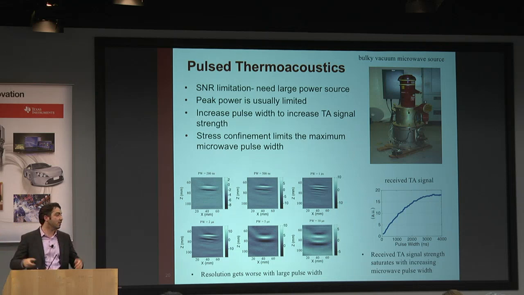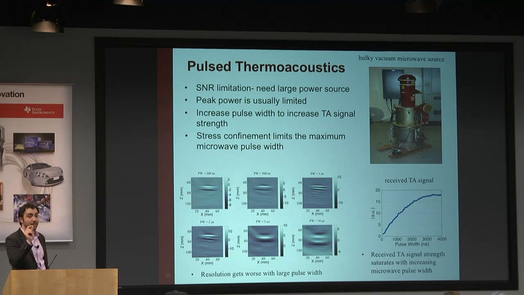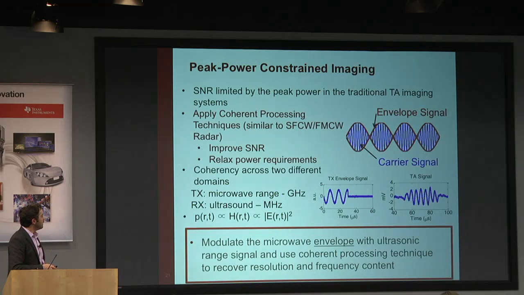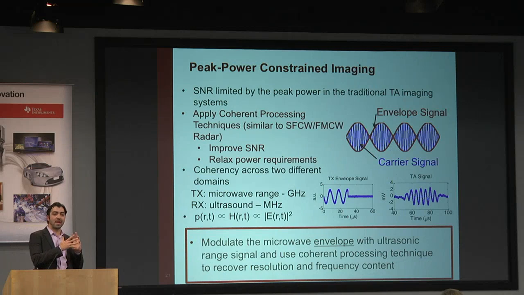And also at some point, the received TA signal at the specific bin actually saturates. So if I have a longer and longer pulse, at some point I don't get any benefits in SNR. So that's a fundamental problem. People have seen this problem and said, either give up on thermoacoustics or we're going to use a vacuum source, a very large, powerful source. So when we looked at this problem, we saw a lot of overlaps with radar. Radar started out as a pulse system. That's technically not true because the first radar was actually CW.